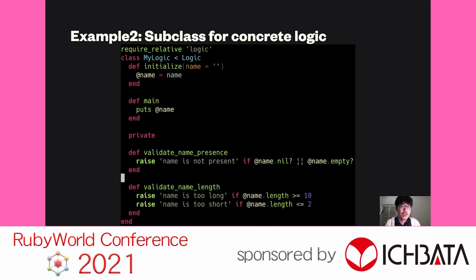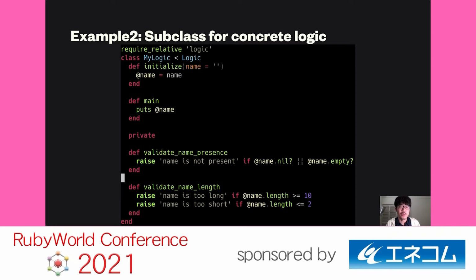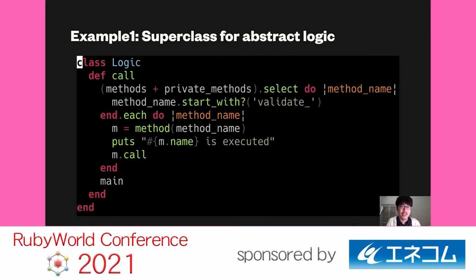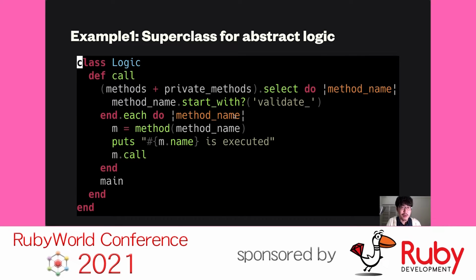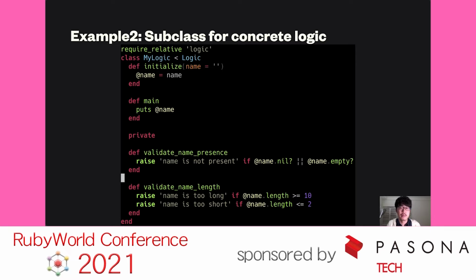The class named Logic is what we just saw, and if we succeed, this will be the code. The main method just outputs its argument. The validate_name_presence or validate_name_length methods are there to fulfill the rule that the name starts with validate, so they are called before main is called.